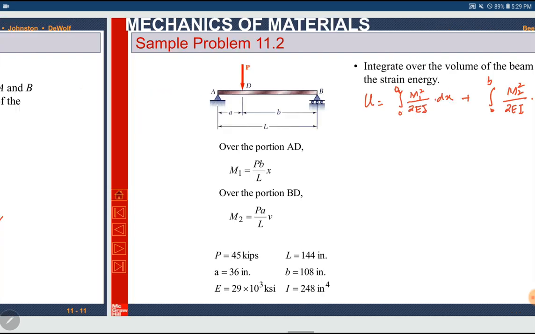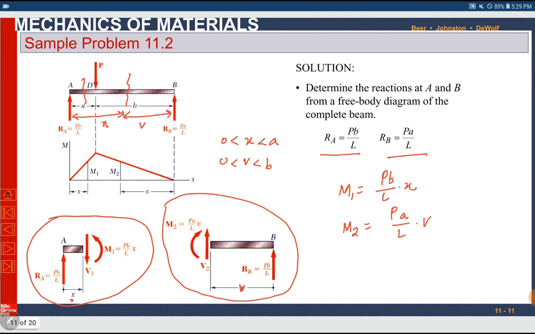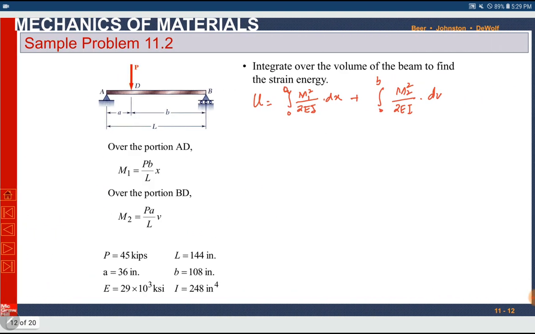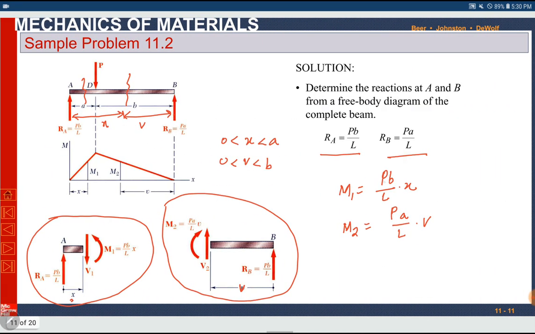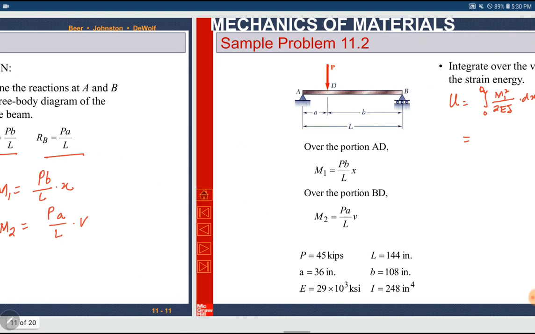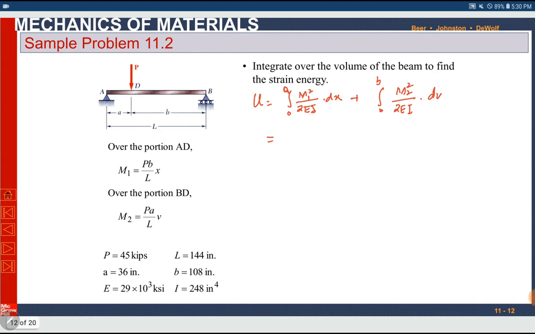and this M2 will be integrated with respect to small v, not x. Okay, because for M2 we have used the right section and the length of the section is V. Okay, now we will put values. M1 is PB by L into X, M2 is PA by L into V. Okay, this 1 over 2 EI is common, so I will take it common in both of these.